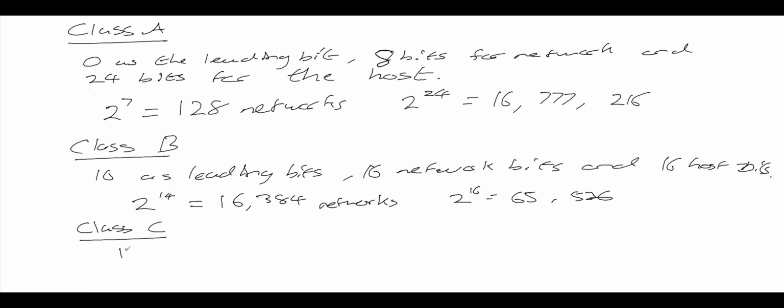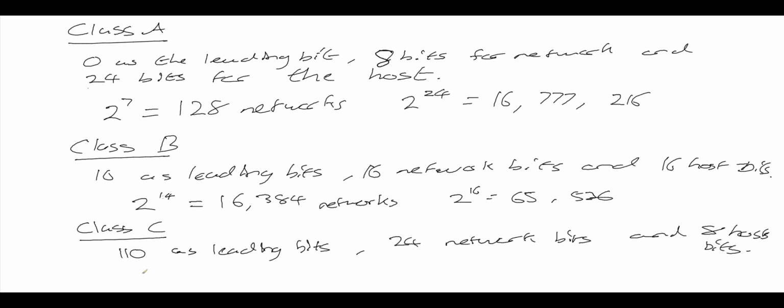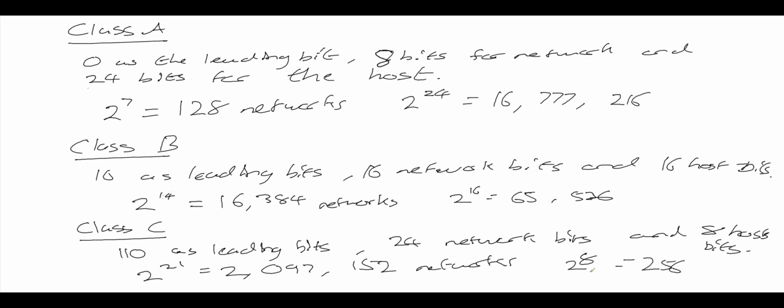So with Class C, we've got 1, 1, 0 as the leading bits, and then we've got 24 network bits and 8 host bits. And what that gives us is 2 to the 21 networks, because we've got these 3 leading bits here, so we have to do 24 minus 3 to get 2 to the 21, and that gives us 2,097,152 networks, and with 8 host bits we can have 256 hosts on each network.